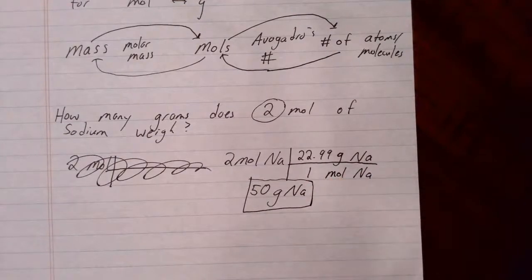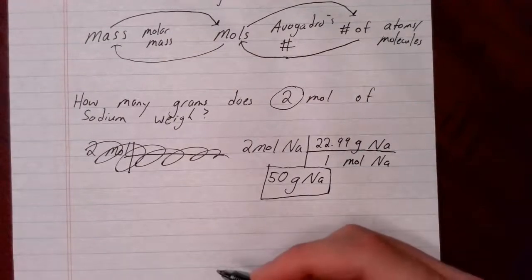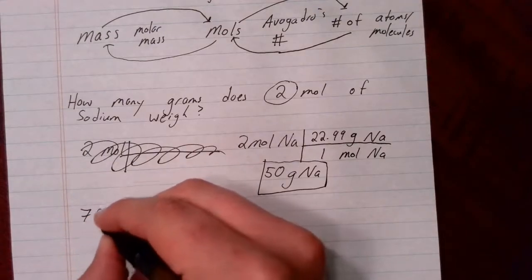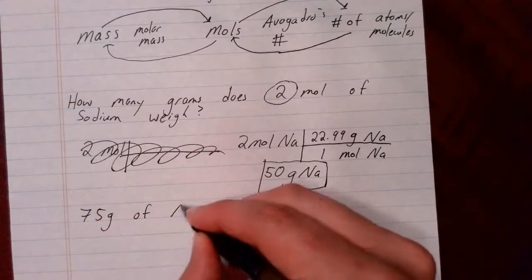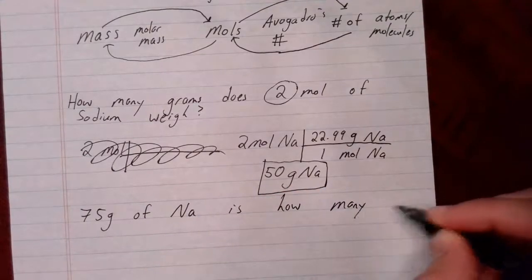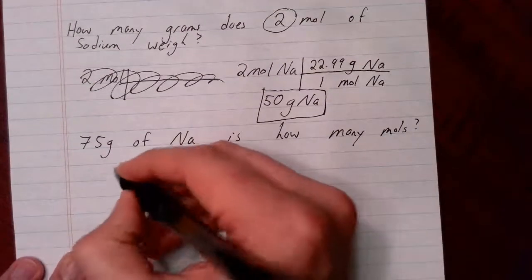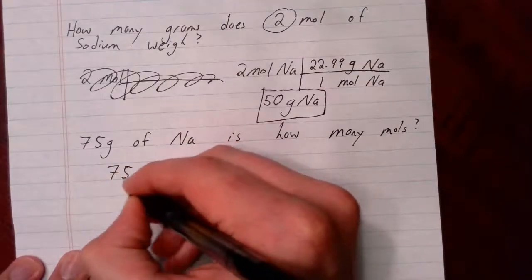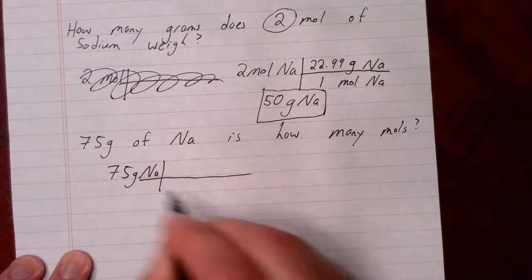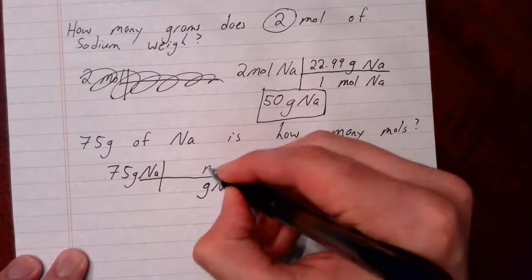Okay. So now let's ask kind of the reverse of that question. Let's ask something similar to, we'll just say 75 grams of sodium is how many moles? So the same basic process here. I start off with what I'm given, 75 grams of sodium. I'm trying to cancel these units so they get dropped to the bottom, grams of sodium. I'm trying to go to moles of sodium.